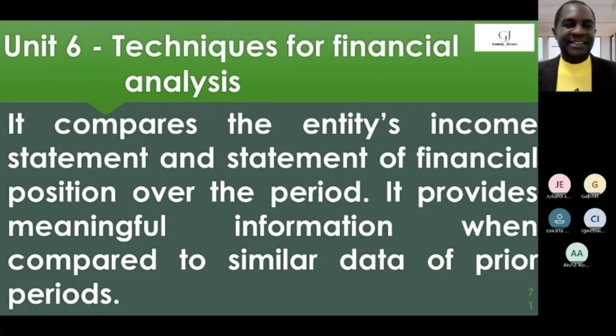Okay, so let's continue. The comparison of the income statement and the statement of financial position over the period provides meaningful information when compared to similar data of previous periods. So these two major components of financial statements are what the examiner has been testing for a while. So take note and don't leave the cash flow statement out. Though in the pre-seen, if he is going to test it, he won't bring it in the unseen. Of course, we will have seen it in the pre-seen to know that, okay, we expect cash flow analysis.